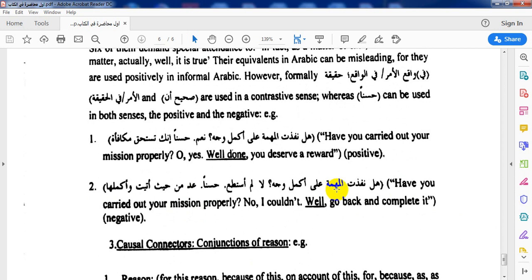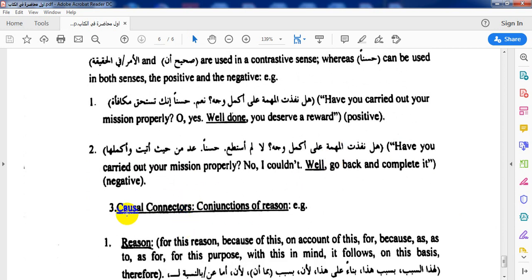So we stop here, and inshallah we'll continue in the next lecture. In the next lecture, inshallah, we will try to discuss causal connectors.